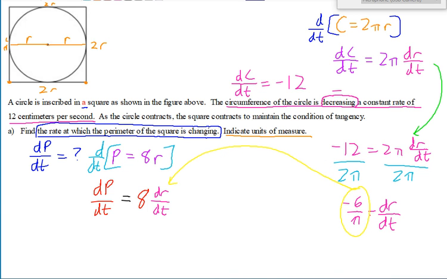So we'll have dP/dt equals 8 times negative 6 over pi. And you can see that gives you negative 48 over pi for our final answer for dP/dt, the rate of change of the perimeter of the square.